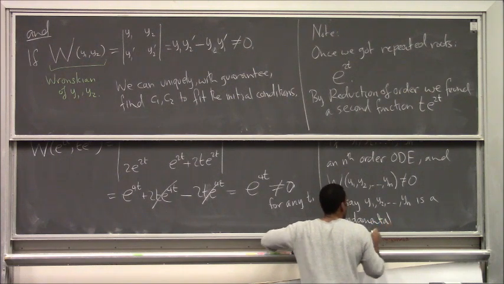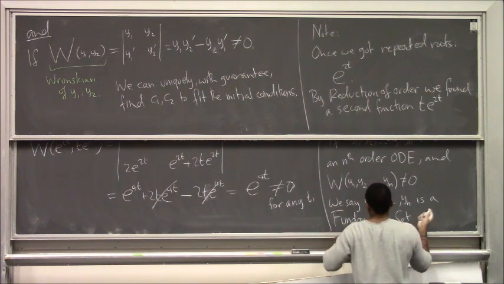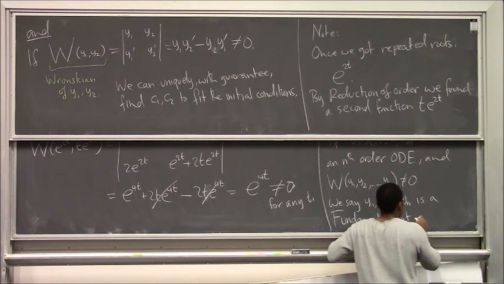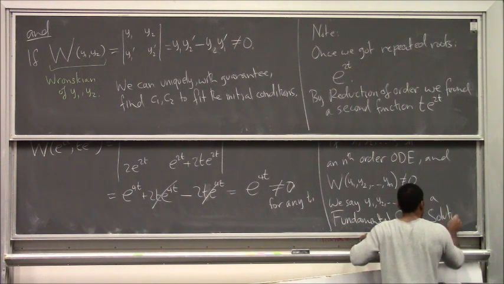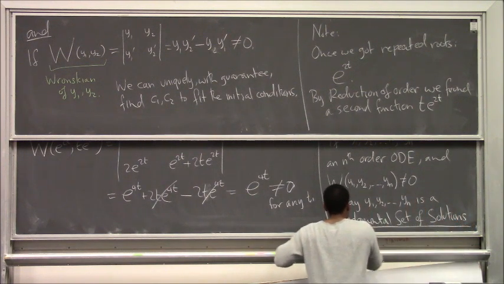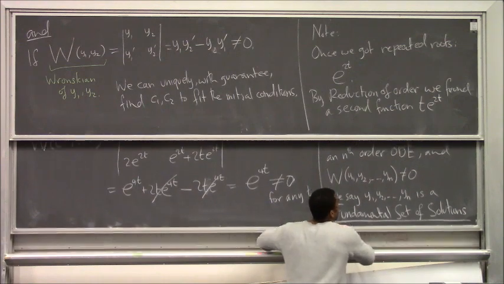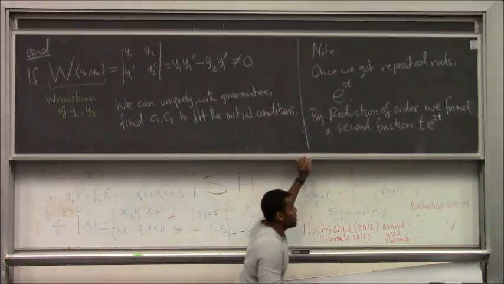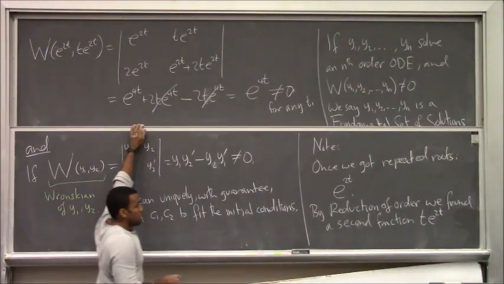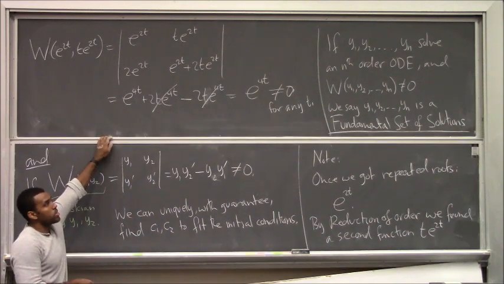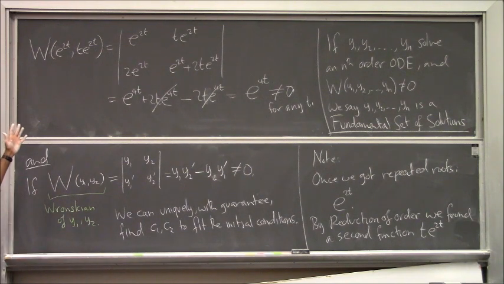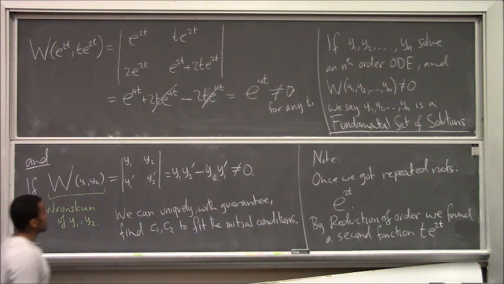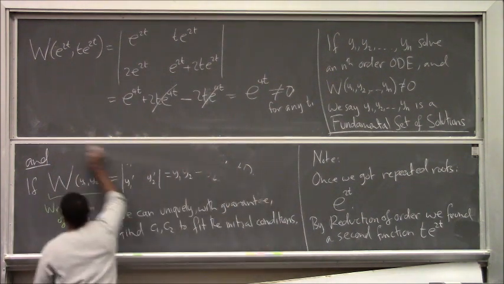So sometimes you might see a phrase in the book or on a test, find the fundamental set of solutions. It's just this. So the individual pieces that make up the general solution when you find a linear combination. If the Wronskian is non-zero, we call them a fundamental set of solutions. So for whatever ODE that led us to this thing, it is a fundamental set of solutions, which it would.